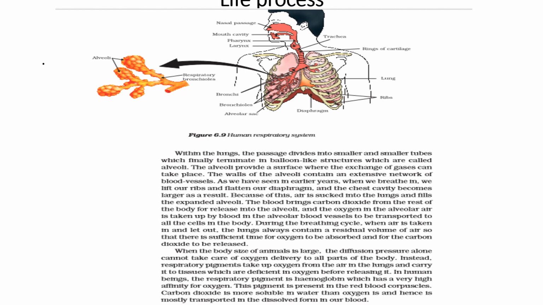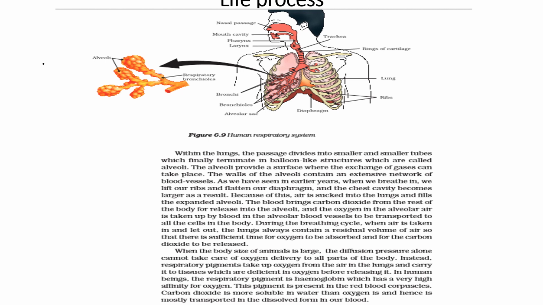Then oxygen in the air is taken up by the blood vessels, to be transported to all cells in the body. During the breathing cycle, when air is taken in and let out, the lungs always contain a residual volume of air so that there is sufficient time for oxygen to be absorbed and for the carbon dioxide to be released.